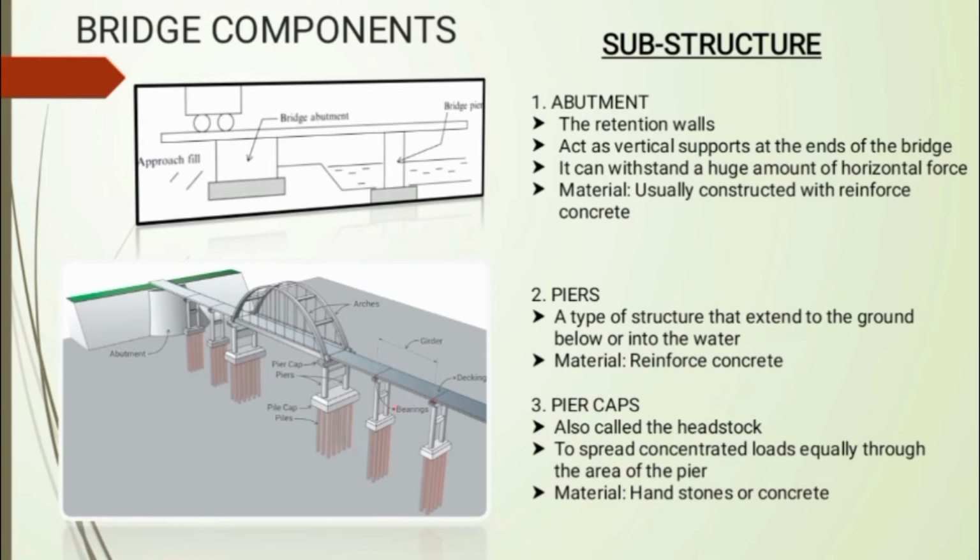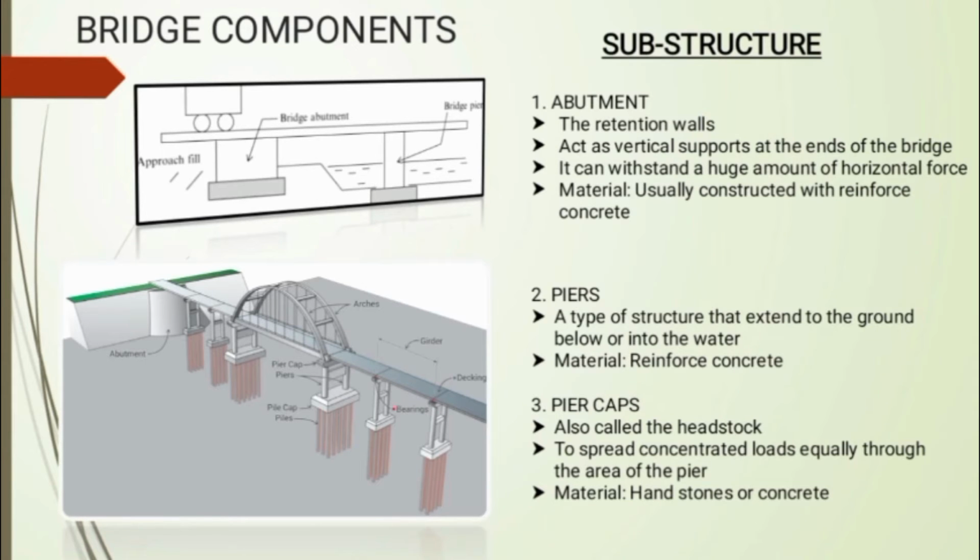The second component is piers. Piers are a type of structure that extends to the ground below or into the water. Piers support the structure from vibrations and other forces. Piers are located at several spans on a bridge. As you can see in the picture given, piers also act as the column of the bridge. Usually, piers are also constructed with reinforced concrete.